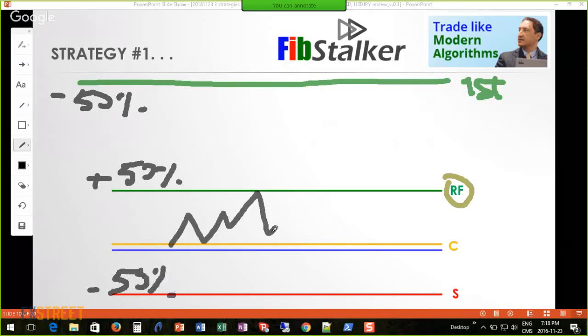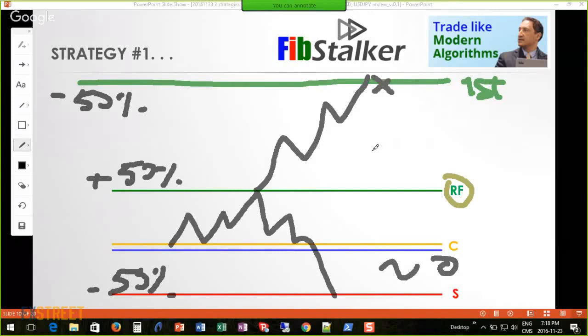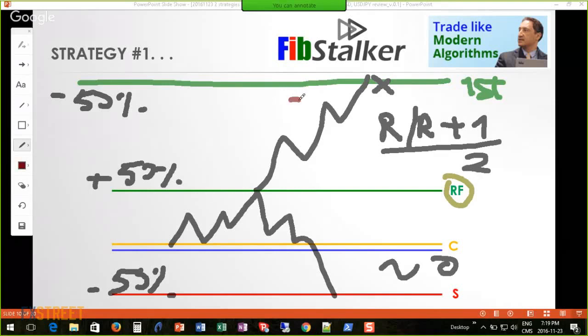So as we mentioned, if the market does this, we basically close at break even. But if the market does this, then we close with a gain, and our gain can be calculated as the initial reward to risk that we had plus 1, divided by 2. And this is going to be our new, I call it adjusted reward to risk that we have if the market behaves like here in case 2. So there are two cases.